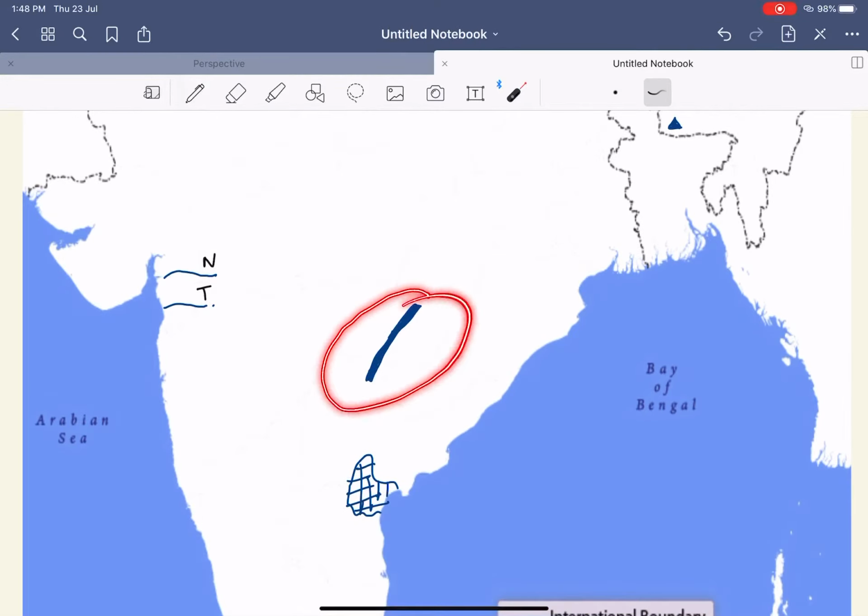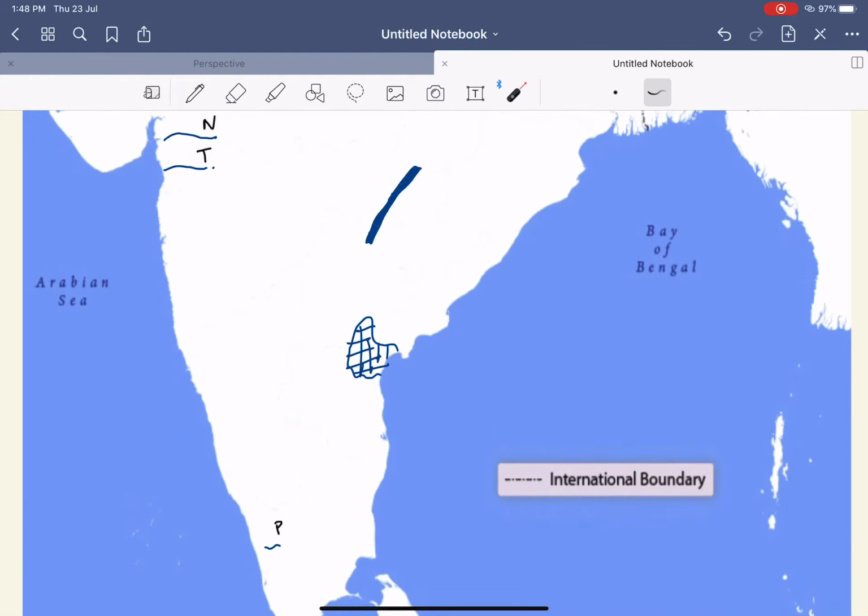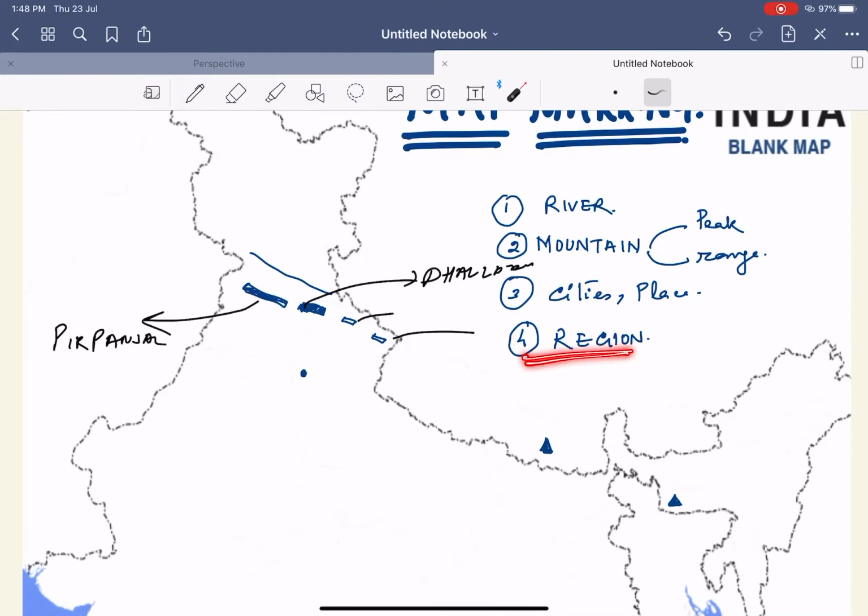I have drawn this. This is for the plateau. This is for the Telangana plateau. Since the plateau is long and extensive, you have to represent the plateau in this manner. Similar could be the example of your Tibetan plateau, etc. Now, one more thing is with respect to the region.